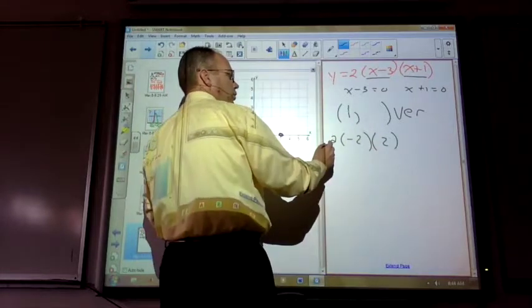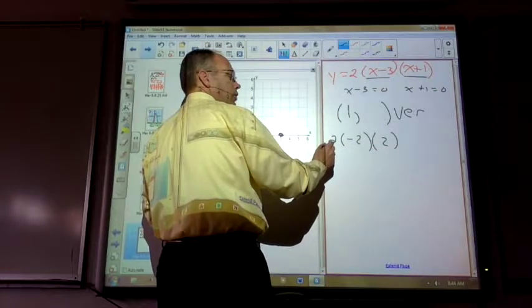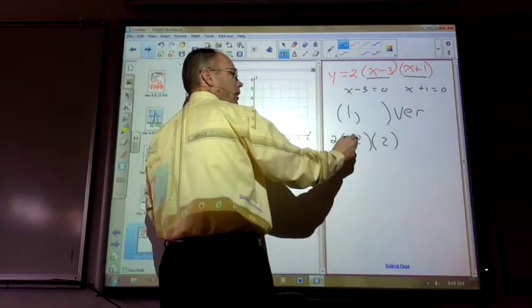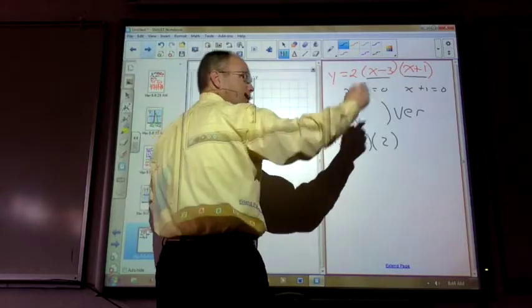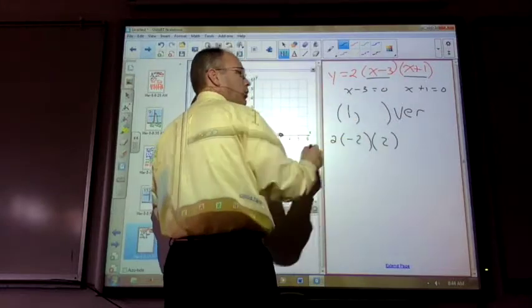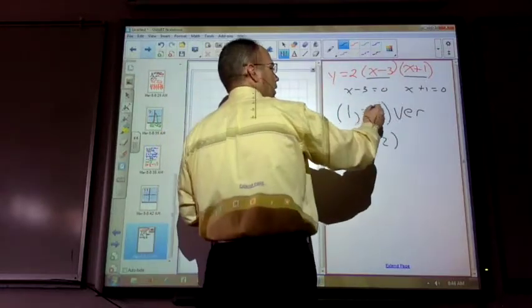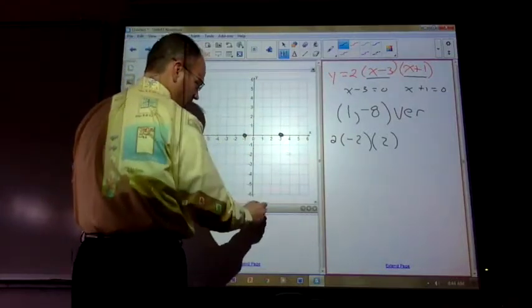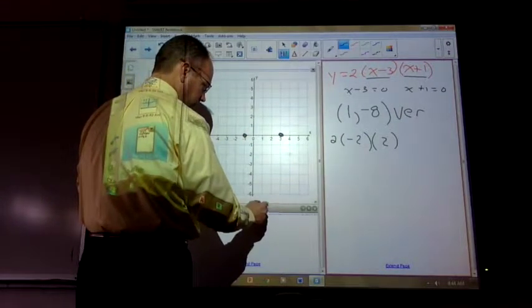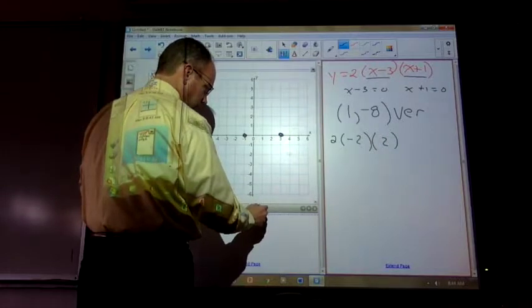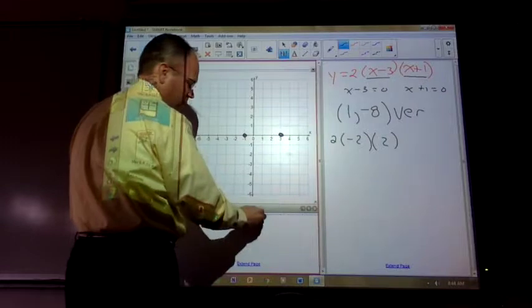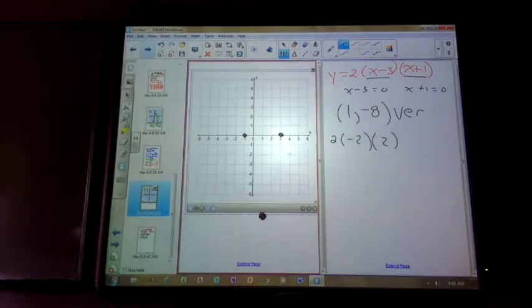So where did this 2 come from? Yeah, that's it right there. All right, so 2 times -2 is -4, and -4 times 2 is -8. I have my vertex, 1, -8. My -8 is going to be down here a bit. Sorry, I ran out of room on mine.